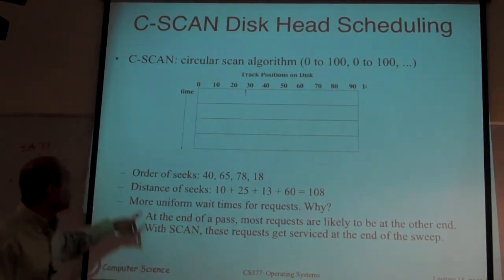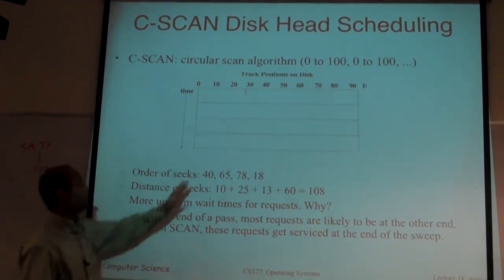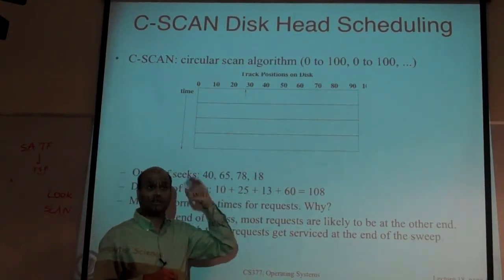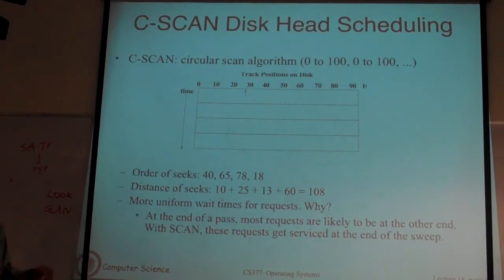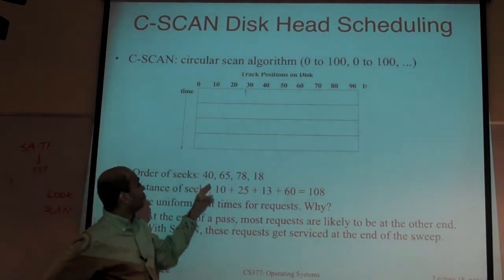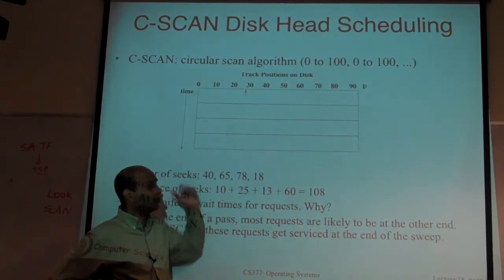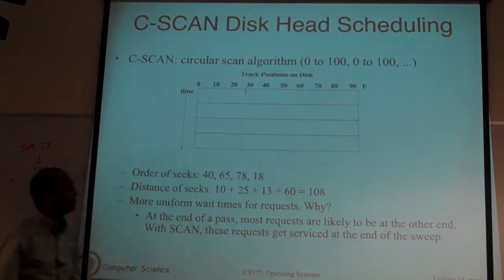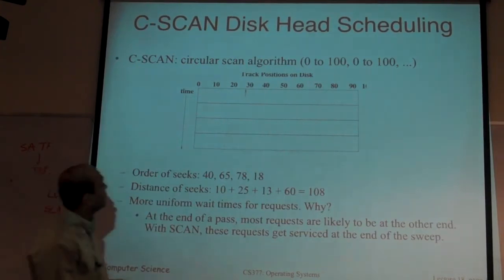Now, looking at the same example, how are you going to service requests? Here we are at 30, and let's assume we are going outwards and you only service on the way out. So you would service 40, 65, 78, then you do a big seek back, and you are going to actually service 80. And that is not.